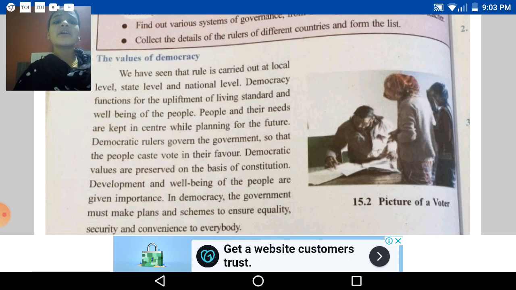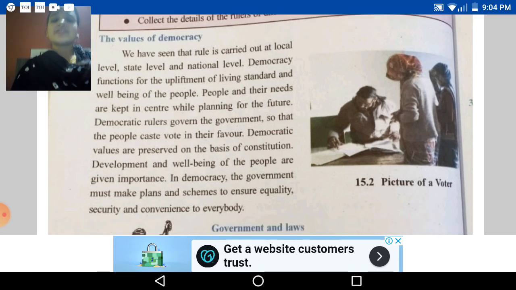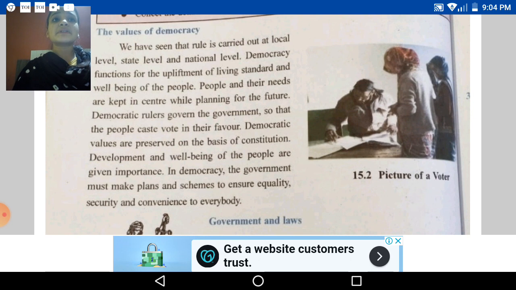In democracy, the government must make plans and schemes to ensure equality, security, and convenience to everybody. So yes, government is making various types of schemes. They are providing pensions, educational loans, and housing loans. Many types of loans they are providing. What if any person cannot afford something? Through loans they can afford it and have a better life. So they are providing many plans, schemes and securities, so that people can trust the government.